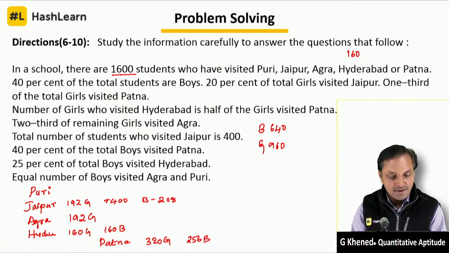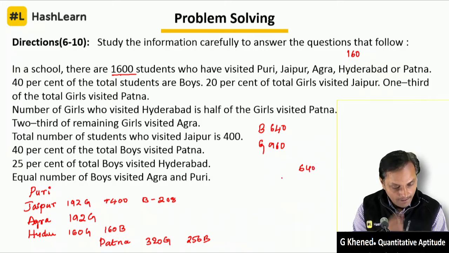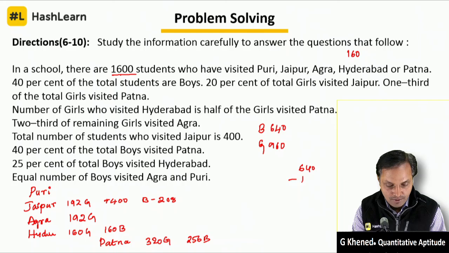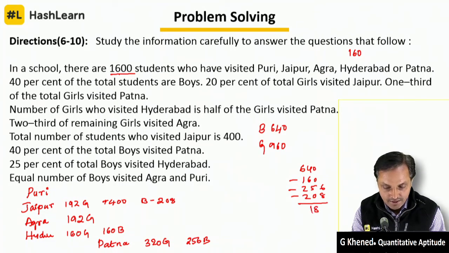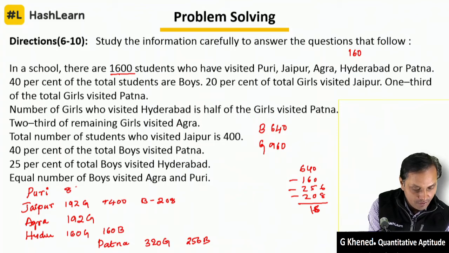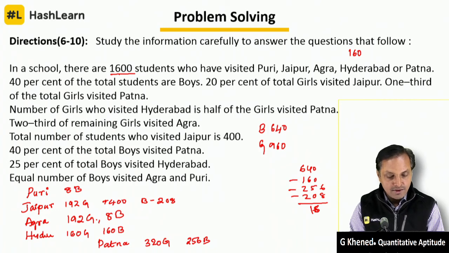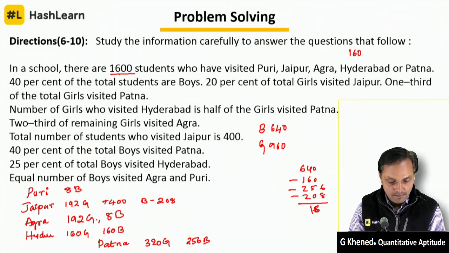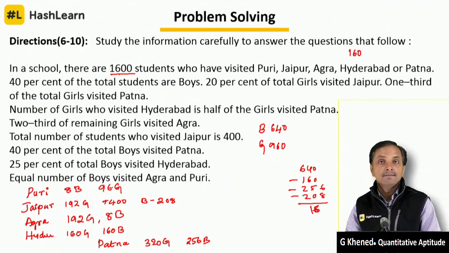An equal number of boys visited Agra and Puri. So what is the remaining, out of 640 students? You know that there are boys visiting minus 160, minus 256, minus 208. So once you do all these things, you will come across 816. In that, 8 boys will be visiting Puri and 8 boys will be visiting Agra. And once you calculate, the total number of girls at Puri will be 96. That is the remaining number of girls.